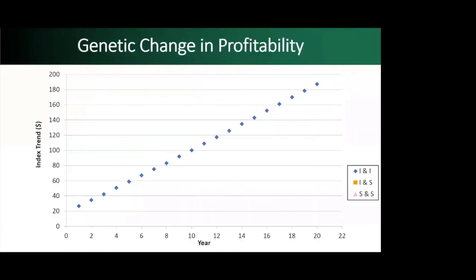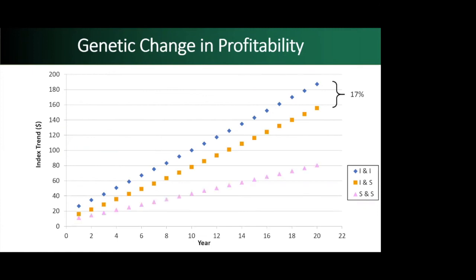This graphic demonstrates the trend in profitability as described by the index across a 20-year time horizon, when both the seed stock and commercial sectors were allowed to select on index. When the seed stock sector selected on index and the commercial sector selected on subgroup, we saw a 17% depression in the improvement in profitability.